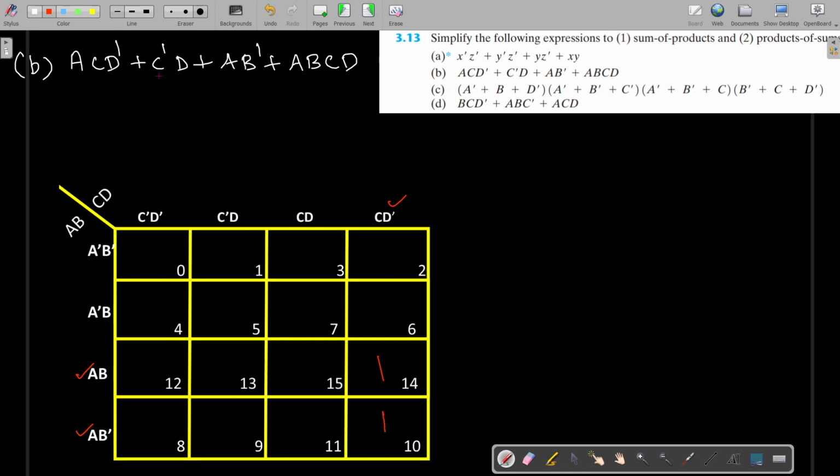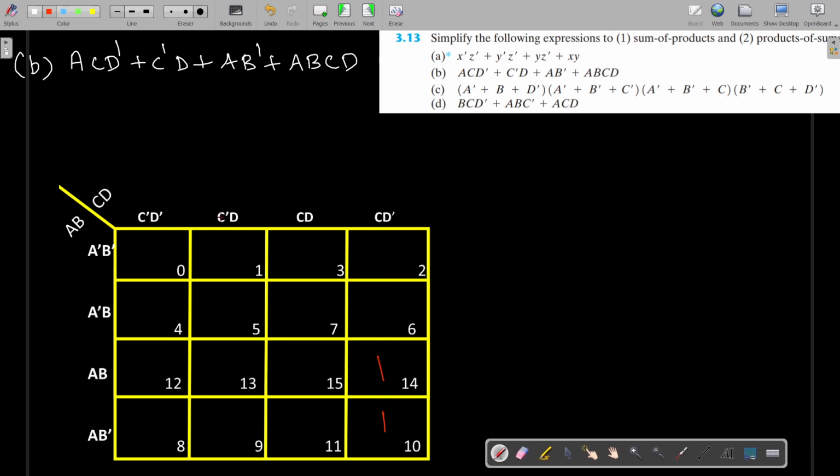And then you go for this C dash D only. So what is C dash D? It is available here. So corresponding to this, we have to place ones. So all the columns are covered. Then AB dash. So AB dash is here. So that means all the rows are marked with ones. Then ABCD. So it is AB here, CD is here. So this is the SOP format.